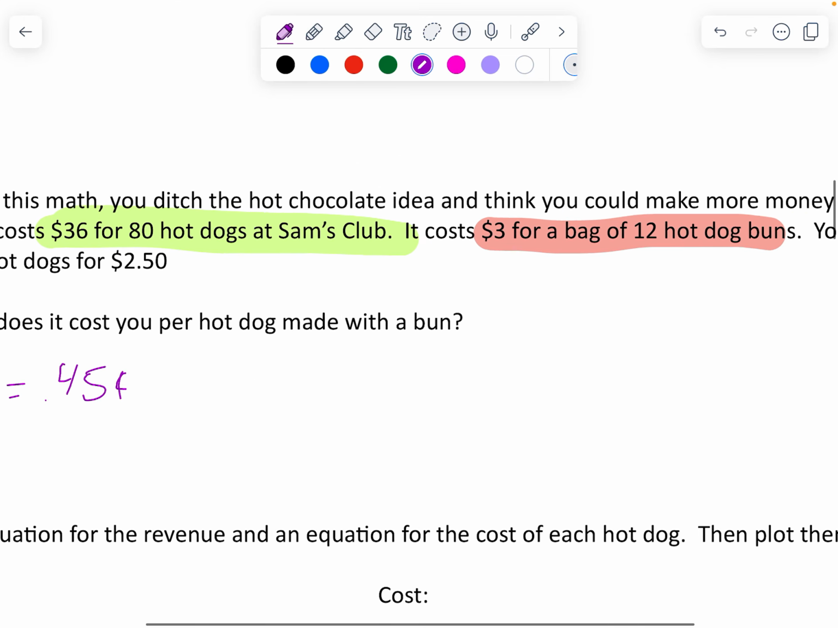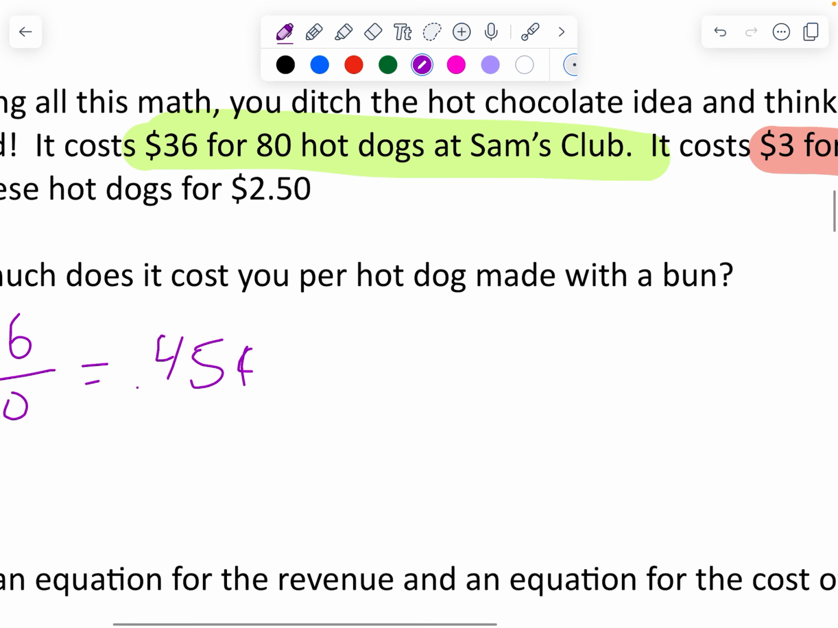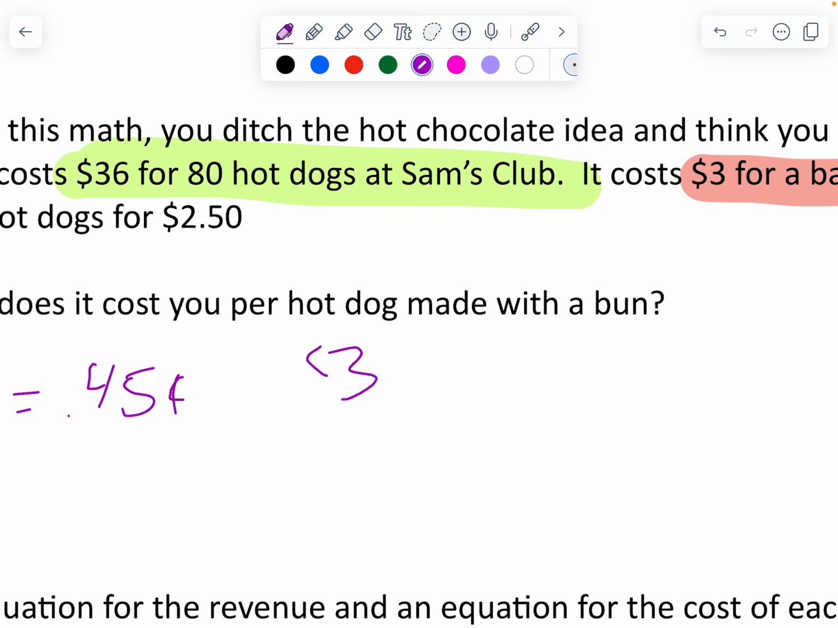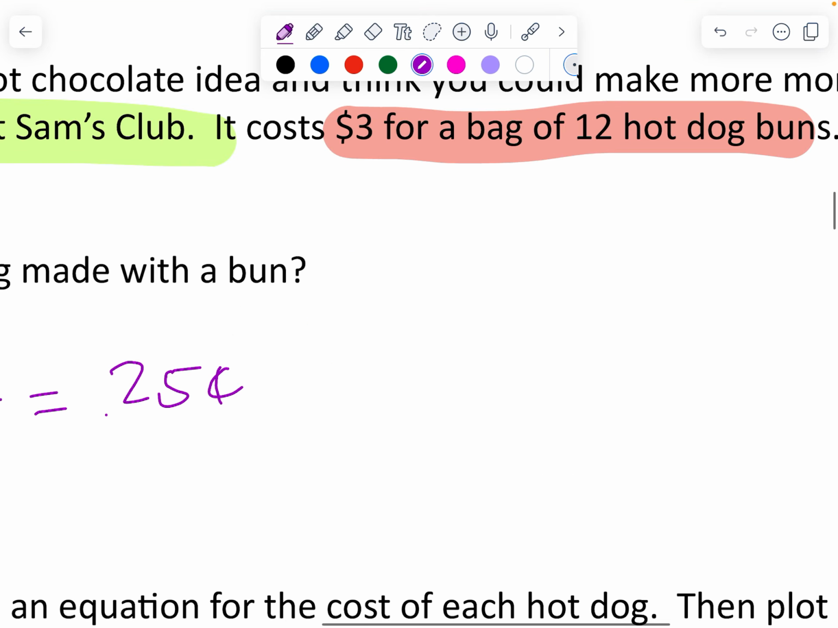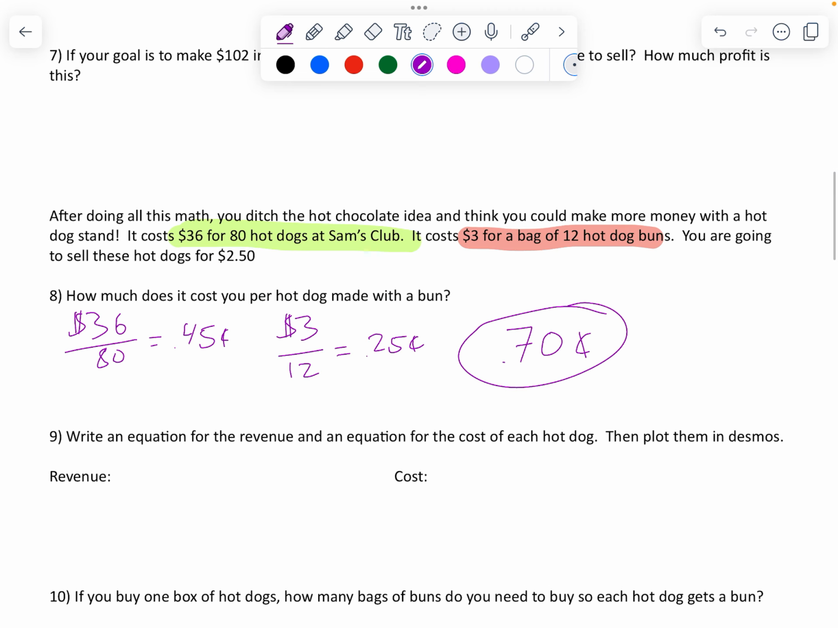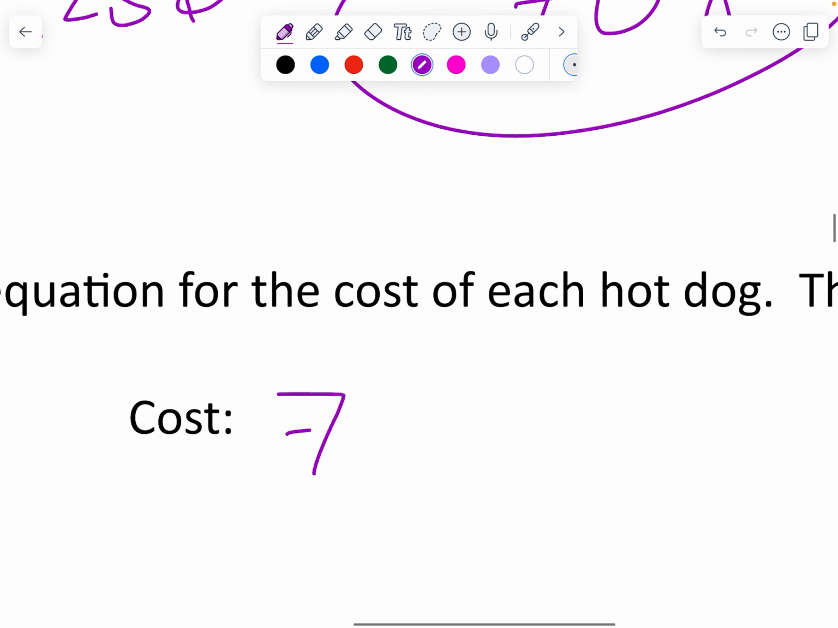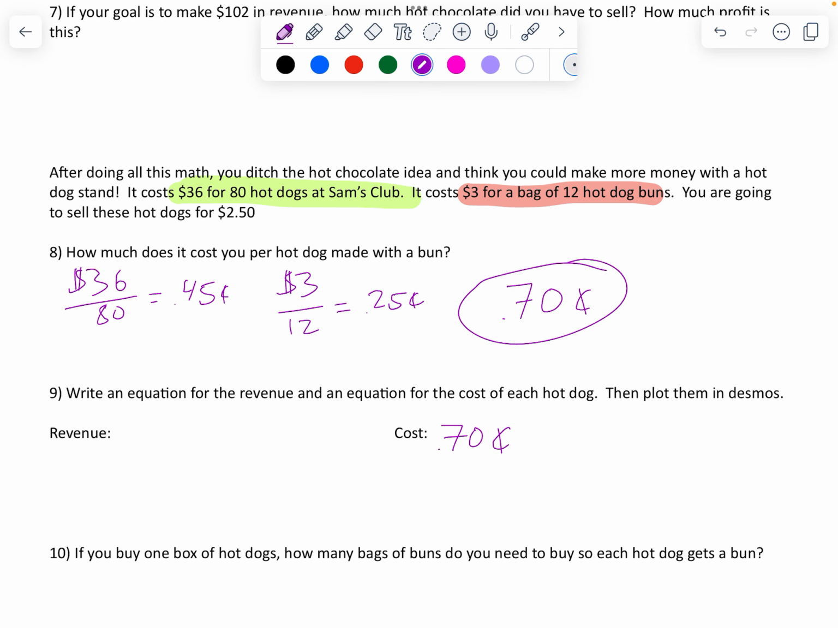You can do the same thing for buns. It's a little bit easier math. You're spending $3 and you're getting 12 buns. That's 0.25. So you're spending 25 cents per bun. So how much does it cost you to make per hot dog with a bun? Just add those together, 70 cents, right? So you're spending 70 cents per hot dog. So that can be an equation, right? You're spending 70 cents per hot dog.